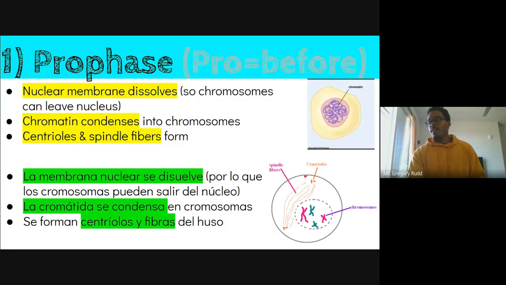So the way that the centrioles work is that they're kind of like motors. They pull the spindle fibers in, and the spindle fibers attach to the chromosomes. That's what we will see in a couple of slides. They attach to the chromosomes. And so when the centrioles start reeling them back in, they pull the chromosomes apart. So in prophase, we need these centrioles and spindle fibers to form.